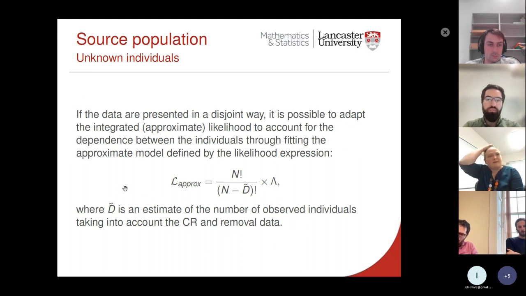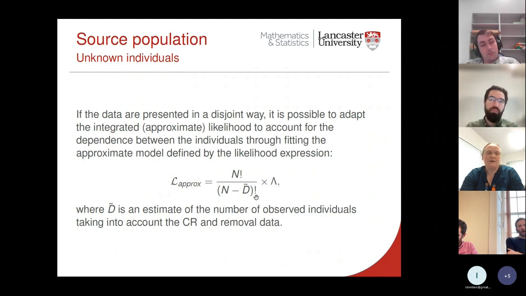So we were quite excited by this. We thought, okay, well, surely what we need to do then is come up with another way of approximating that likelihood. So instead of having those two multinomial coefficients in the integrated likelihood, let's instead have an approximate integrated likelihood where we have some kind of d tilde. And the d tilde will be an estimate of the number of observed individuals, taking into account both the capture-recapture and the removal data.